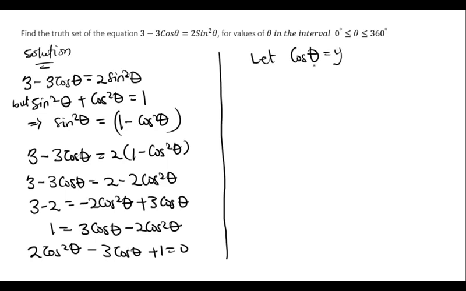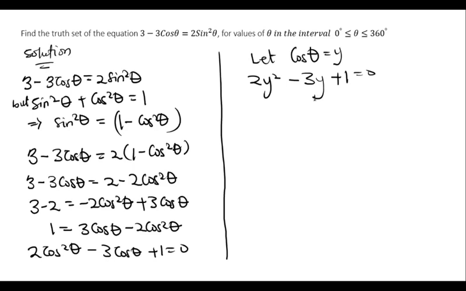Now if we say cos theta should be equal to y, it means in place of what we have over here, we will now have 2y squared. Okay, but y is cos theta, so this is simply 2 cos squared theta as we have over here. So minus 3y, where the y is cos theta as we've defined over here, plus 1 is equal to 0. So now we can see that this is a simple quadratic equation for us to solve and get our answer.